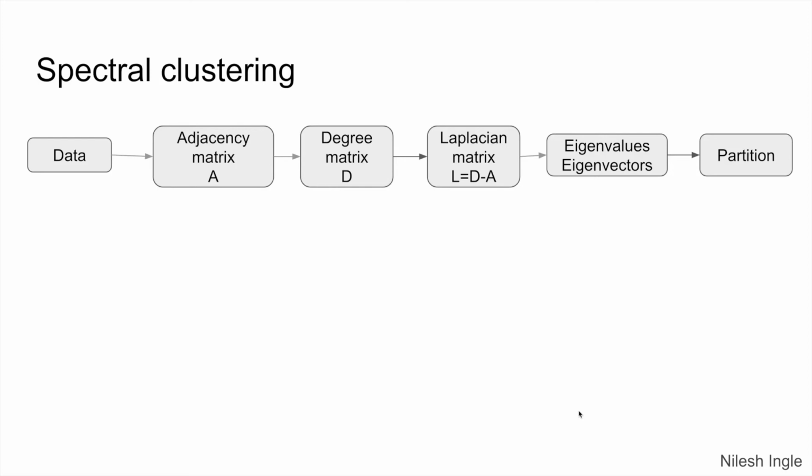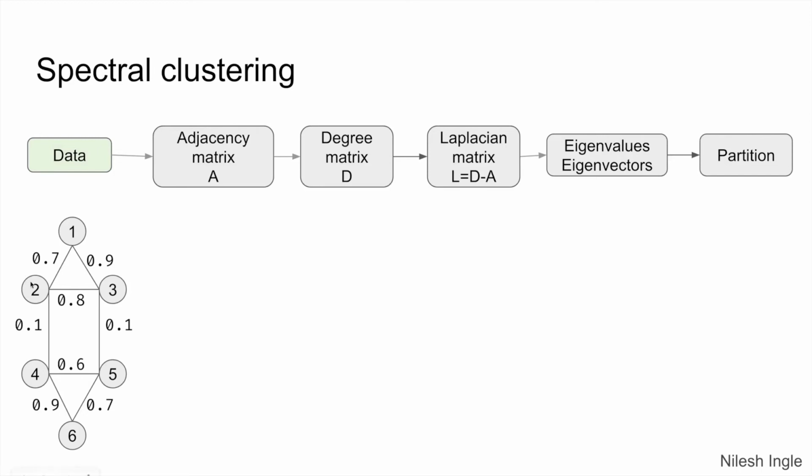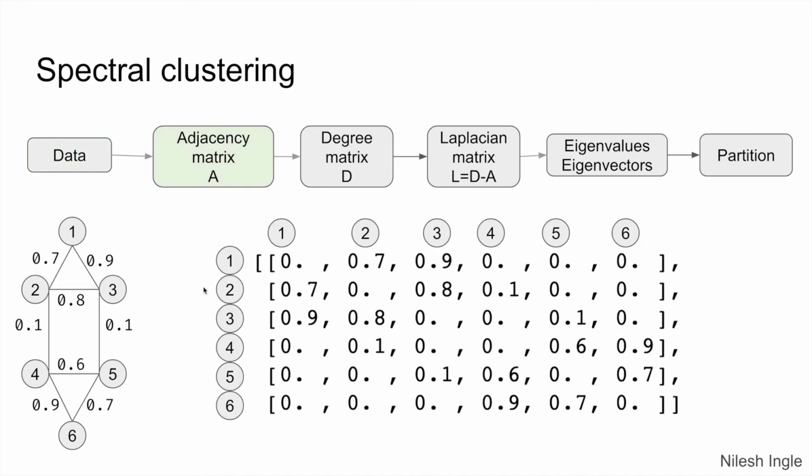So here are little detailed steps. Say we have our data which has 6 data points and the graph looks like this. So we have these circles could be called as nodes, and the lines between the circles could be called as edges. So each of these edges have weights 0.7, 0.9, etc. So the first part is then to find the adjacency matrix, which is shown here for this particular graph.